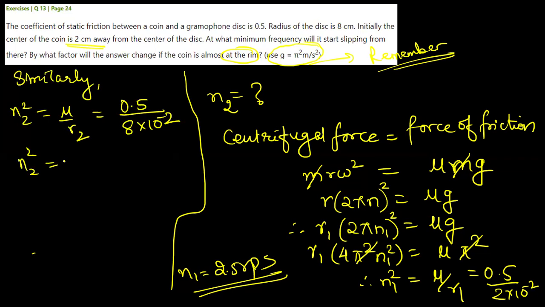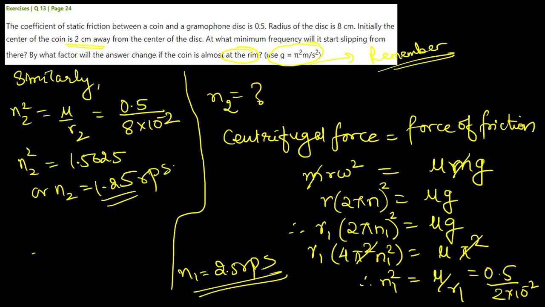You will get n2 squared as 1.5625, or I can say n2 is the root of this value. The root of this value will be 1.25 rps. The root of 1.5625 will be 1.25. You can take the square root and check that.